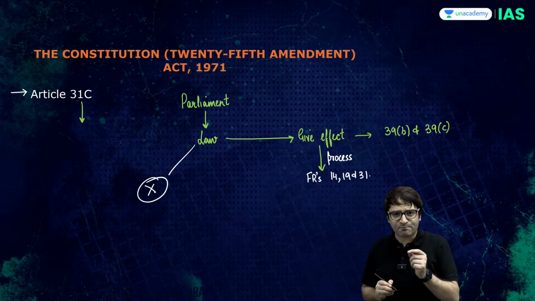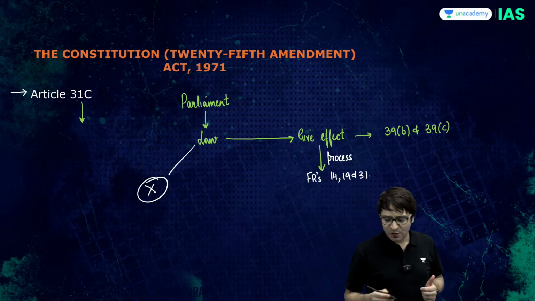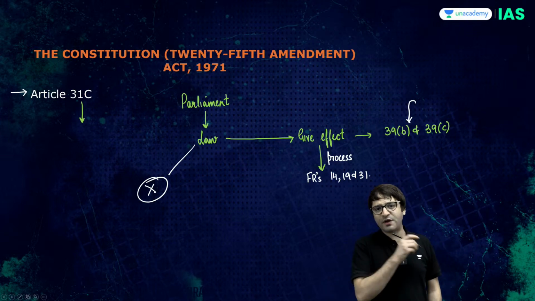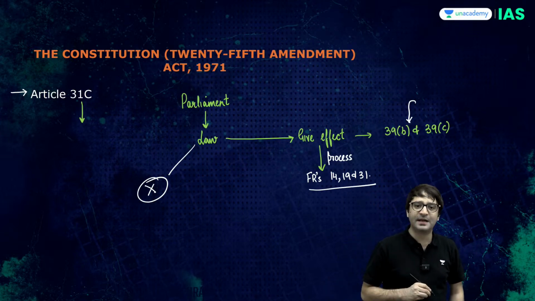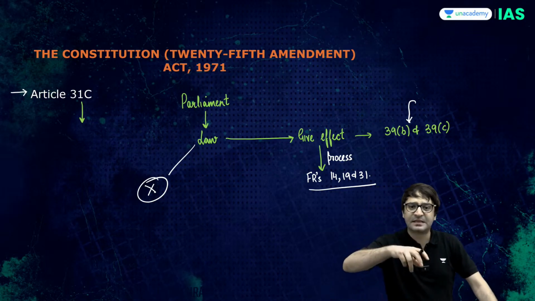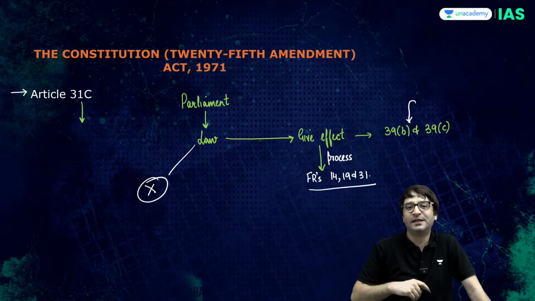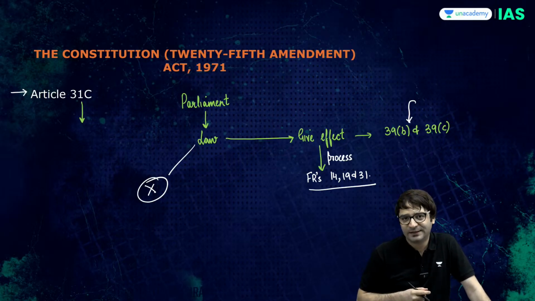Long story short, it was this 25th Constitutional Amendment Act 1971 which inserted Article 31C to the Constitution, which gave primacy, which gave superiority to two directive principles, 39B and 39C, over three fundamental rights, 14, 19 and 31. And in fact, this amendment also said such a law cannot be even challenged in a court of law. There should not be any judicial review.